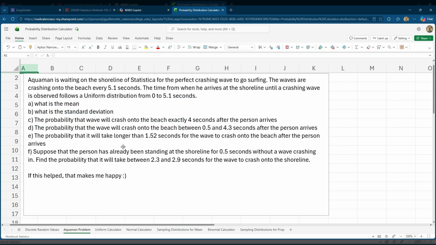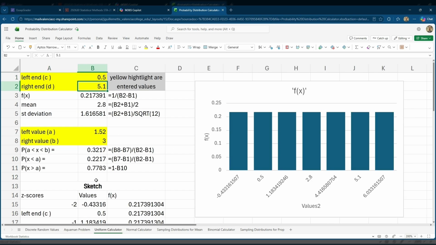Now, I'm going to put my left and right values in, 2.3, 2.9. So here's my 2.3 and 2.9. And so now the probability that it's going to be in between those two is this 0.1304 right here. Okay?